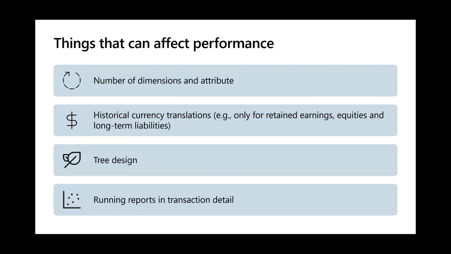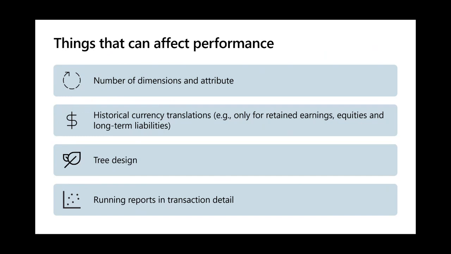Now, these capabilities do exist and can be used. This is merely to inform you of what might be slowing down your performance. The second thing is historical currency translations. We usually recommend using this only for retained earnings, equity, and long-term liabilities. And I was reminded yesterday, sometimes they're also used in fixed assets. Historical currency translations cause a slowdown because what the system is doing is going back and looking at every single day and looking at the currency exchange rate for that transaction for that day and calculating it. So that does cause a little bit of a delay, as you can imagine.